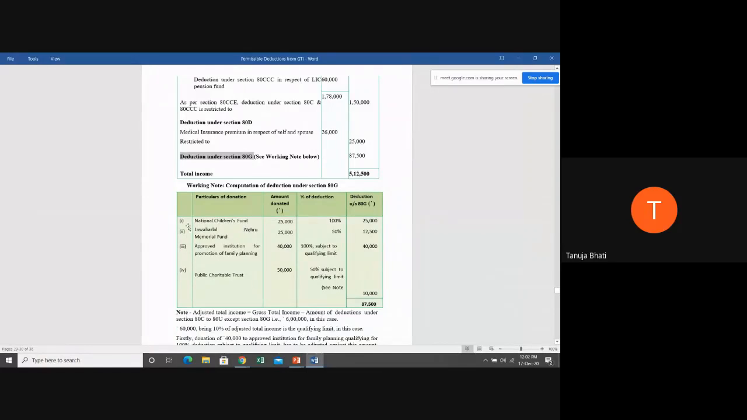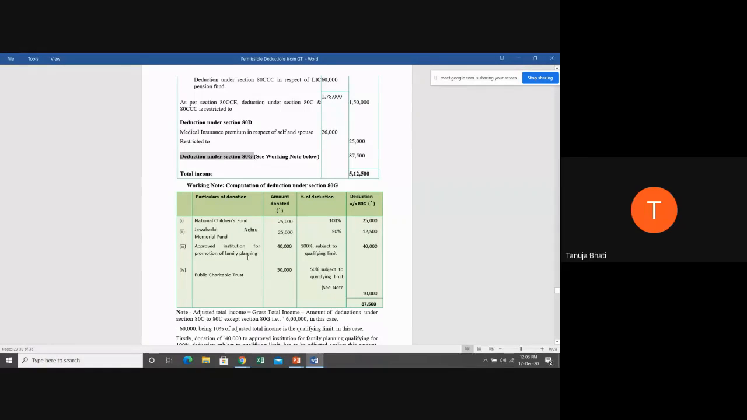National Children's Fund is going to come under the first category where he has contributed 25,000 and he's going to get 100% deduction without any limit. So 100% of 25,000 is 25,000. Next category was Jawaharlal Nehru Memorial Fund, where he is going to get 50% of the amount that he's contributed. So he had donated 25,000, but he will not get a complete deduction of 25,000. He is going to get only 50% of 25,000 without any limit. So 50% of 25,000 is 12,500.